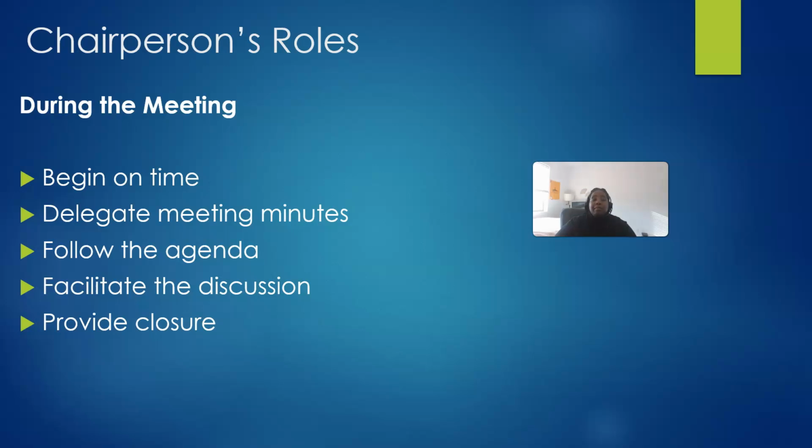So during the meeting, you want to make sure to begin on time, delegate the meeting minutes. So if there are previous meeting minutes, you want to also delegate who writes the information for the meeting. So the meeting minutes, which we'll talk about in a minute, are pretty much an outline of what happened during the meeting. So just in case you missed it, or you want to refer to the meeting minutes for information that you might need, that documentation is available.